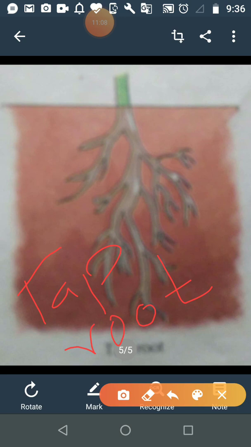Students, in the case of a tap root, just remember it in such a manner that a tap root has a main root. Is it clear? And from this main root, many small roots grow. That is known as a tap root. A tap root is a thick mainstay root of a plant attached to the stem.